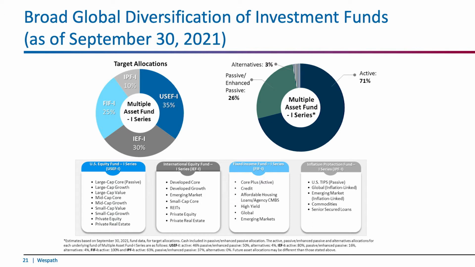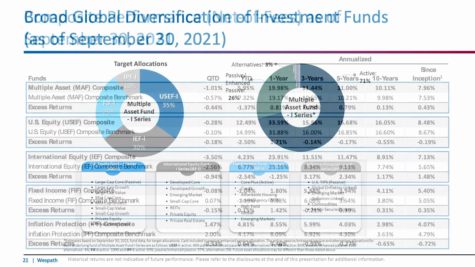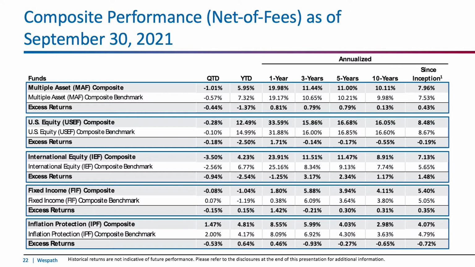On the slide, you can see the allocation the Multiple Asset Fund has to each of the individual Wespath funds. What I also like about this slide is that it really showcases the broad level of diversification the Multiple Asset Fund offers our investors.